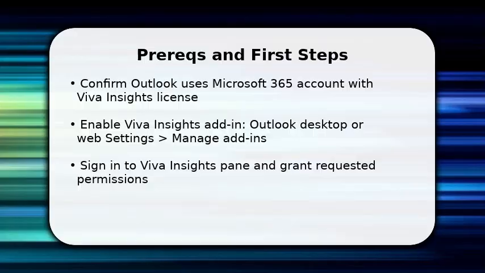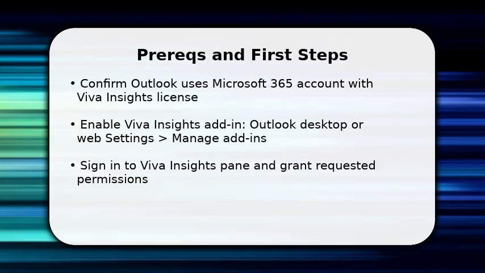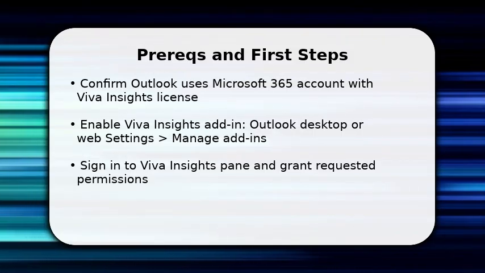You start by confirming the obvious essentials quickly. An M365 account with Viva Insights enabled. Once confirmed, open Outlook and enable the Viva Insights add-in from Settings or Manage Add-ins. You need that pane to proceed.